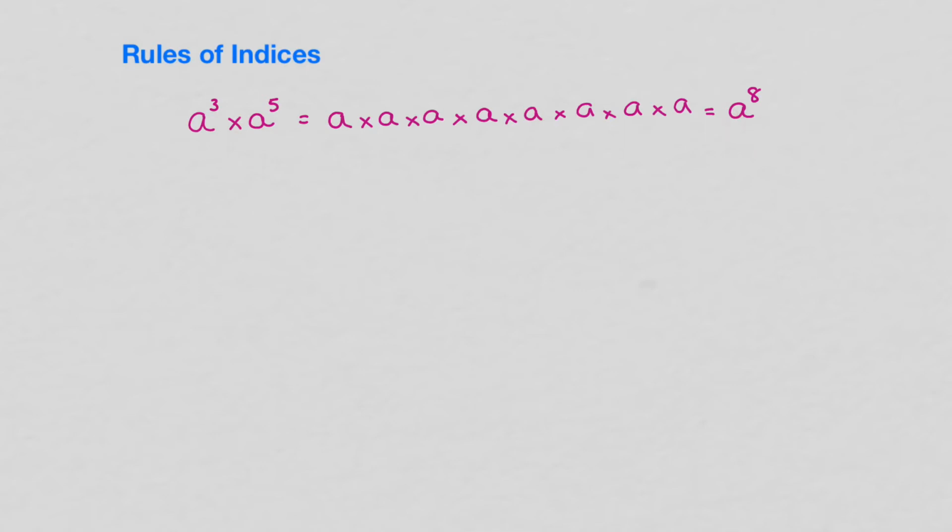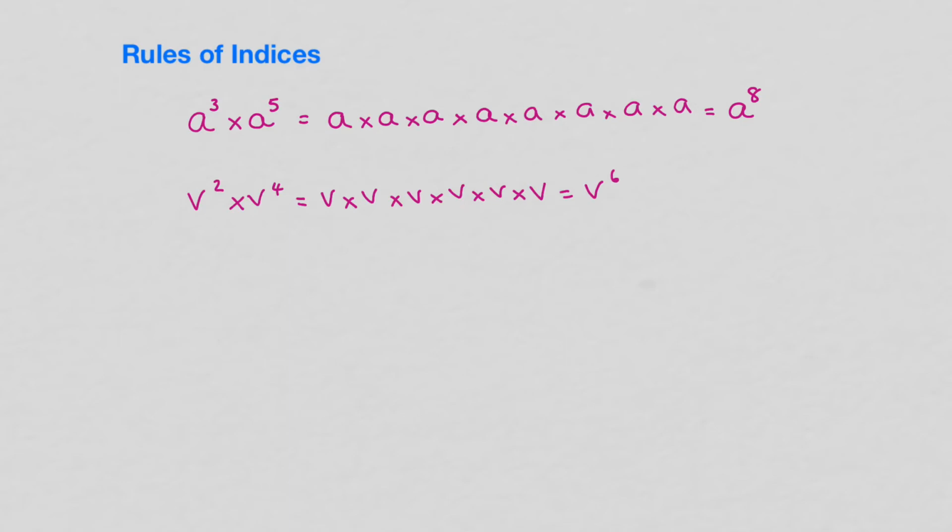So a cubed, or a to the power 3, times a to the power 5 is a to the power 8. Okay? What if we had v squared times v to the power 4? Well, it would be v squared. So that's v times v, and then times v to the power 4. So that's times v times v times v times v. Okay? So if we count those up, 1, 2, 3, 4, 5, 6. So v is multiplying by itself 6 times. So that's v to the power 6.